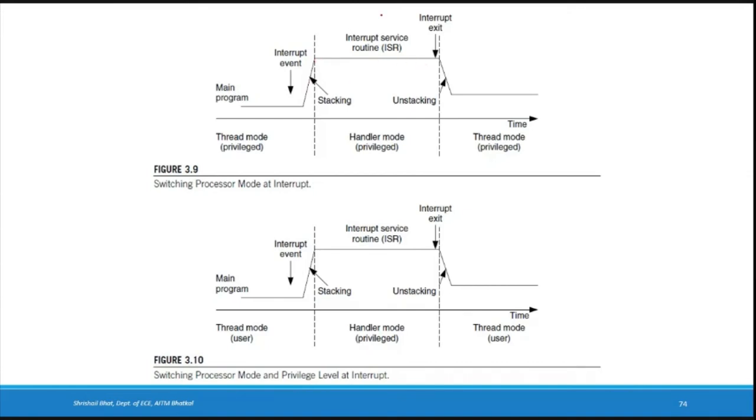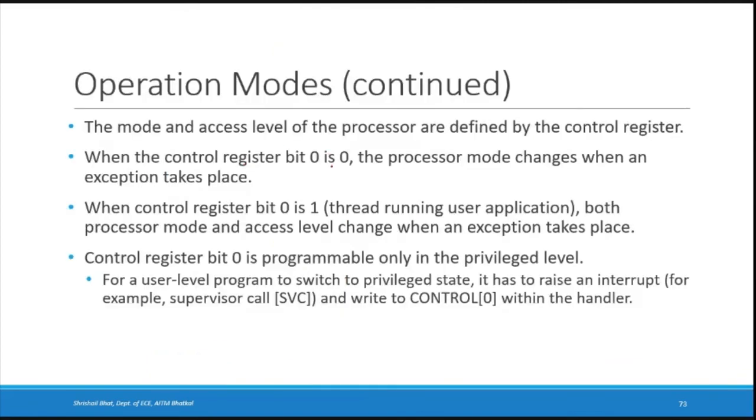When the interrupt service routine is running, it will be in the handler mode, and handler mode will always be in privileged level. Upon exit of that interrupt, when that interrupt service routine is completed, you have to return to the main program. At that time, you have to unstack. Here you are pushing into the stack, here you are popping out of the stack, and that means you are restoring the registers, and then you are moving back to the main program. That is, it will return to the same state, that is the thread mode. Okay, so when it is in privileged level, that is when control bit 0 is 0. It is in the privileged level.